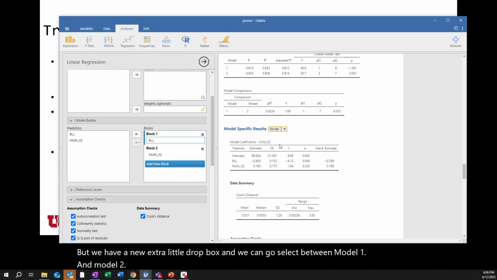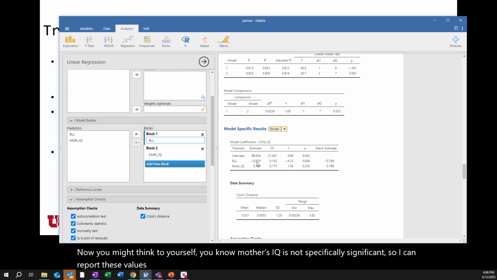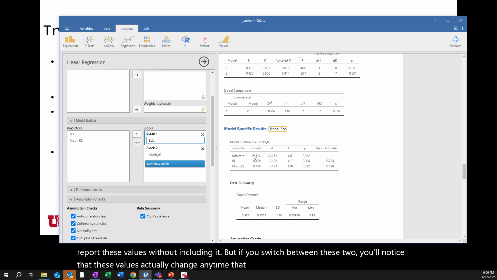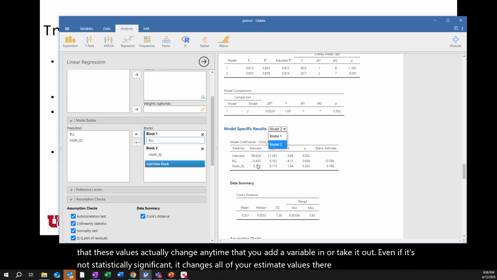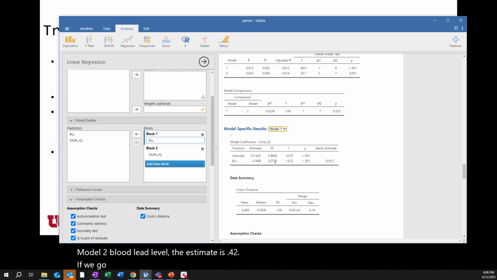Now you might think to yourself, oh, mother's IQ is not statistically significant, so I can report these values without including it. But if you switch between these two, you'll notice that these values actually change. Anytime you add a variable in or take it out, even if it's not statistically significant, it changes all of your estimate values. So in model 2, the blood lead level estimate is 0.42. If we go to model 1, it's 0.489.